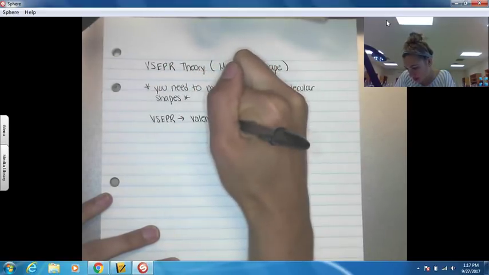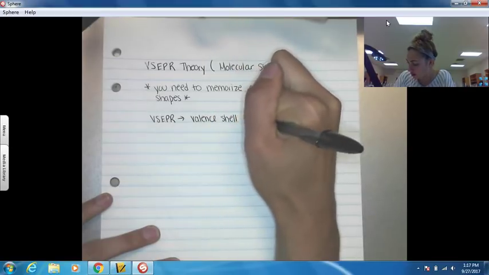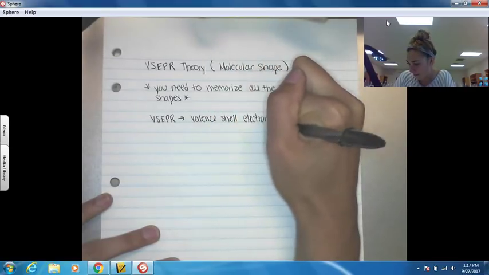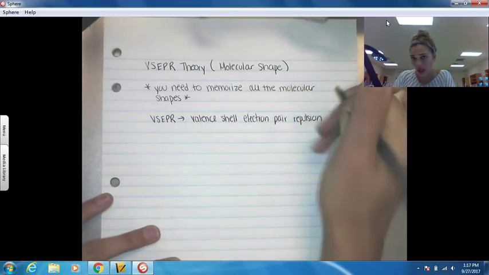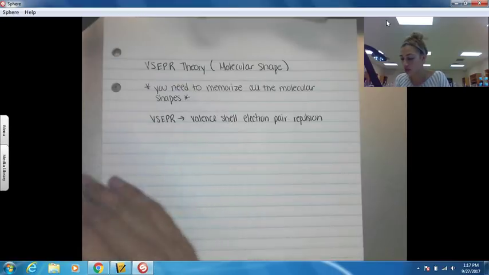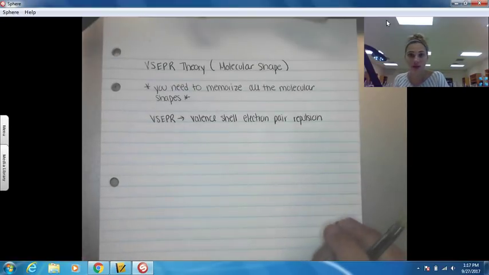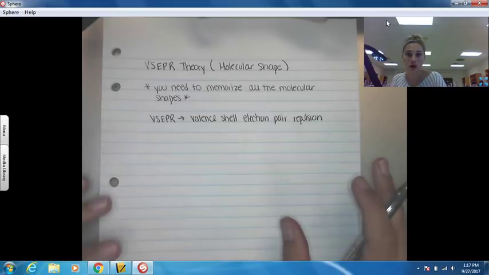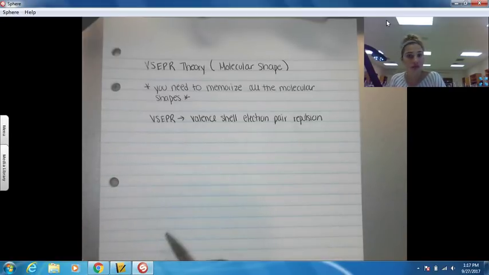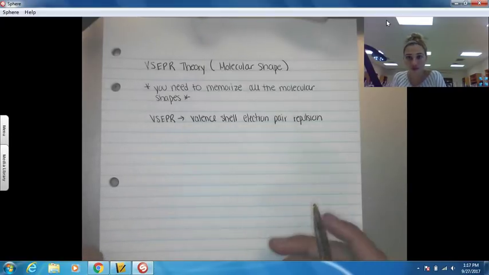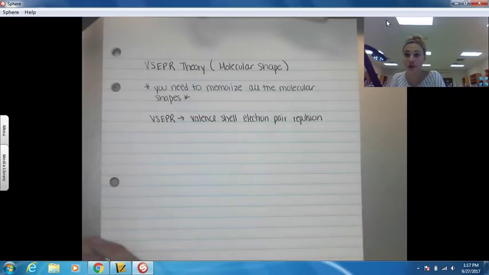Valence Shell Electron Pair Repulsion. Basically what this is saying, just through the words, is that the electrons in the valence shell, those are the ones that we are drawing in our Lewis structures, actually repel against each other since they're all negatively charged, to push atoms either closer or further away from each other so that they have more room. And through that repulsion of each other, these molecules are going to make specific shapes.